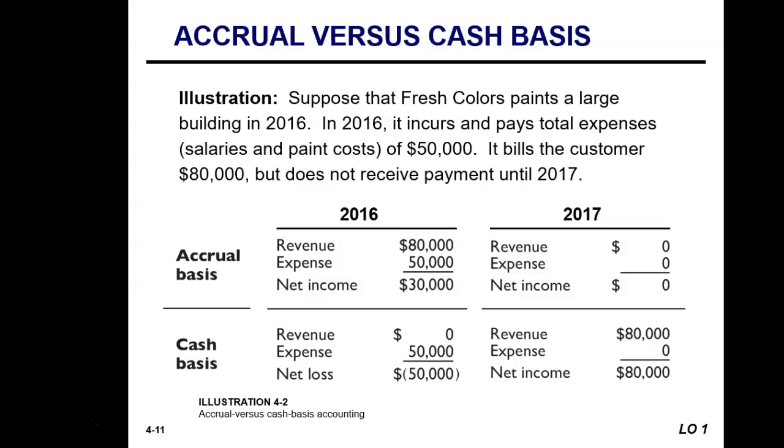Okay, that's going to end our first portion of our Chapter 4 lecture. We're going to come back and look at what are called adjusting entries that we have to make with the accrual basis of accounting. Stay tuned.